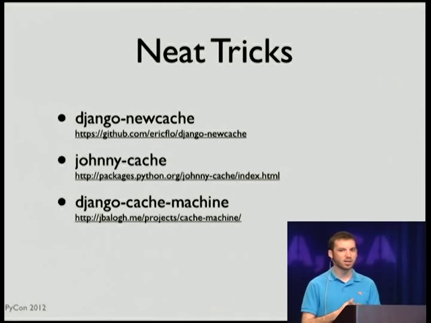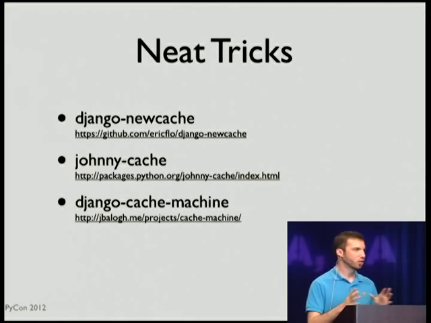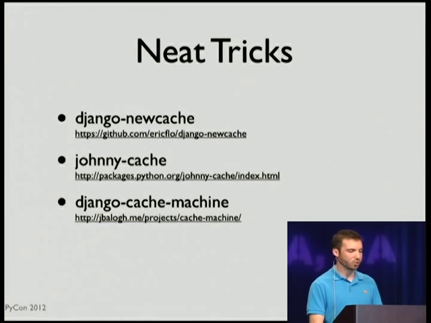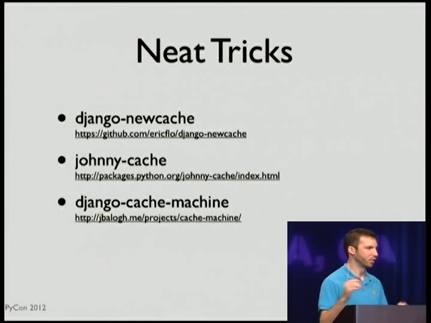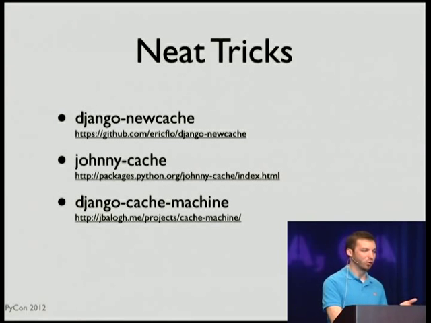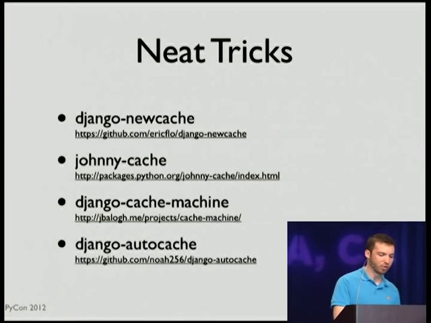Cache Machine is a cool tool. It caches all of your fully evaluated query sets. And then it stores a list in the cache of all of the objects that are related to any other object, so that when one gets updated, they can all get eliminated. I feel like that's a little weird, but it's a neat way, if you are thinking about going that route, that you can draw inspiration from.